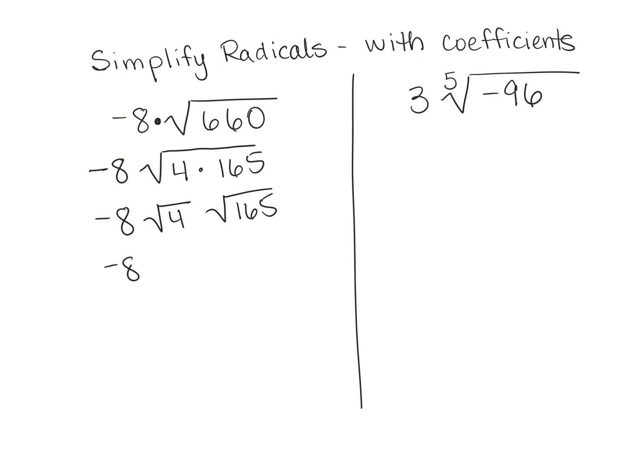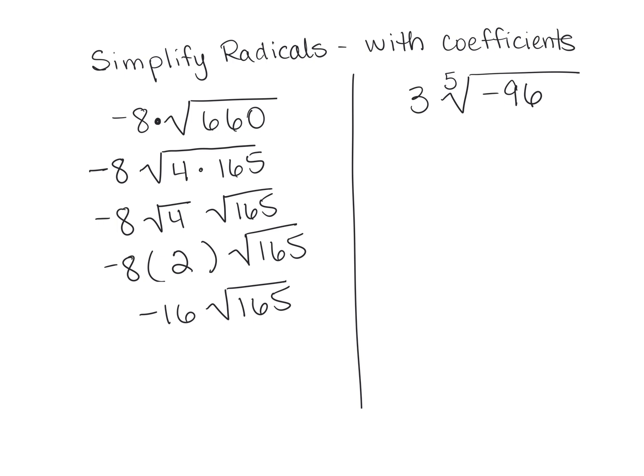So this is negative 8 times 2 times the square root of 165. And negative 8 times 2 is negative 16. And then you have the square root of 165. So you can check on 165 to see if anything else will go into it, but it will not.